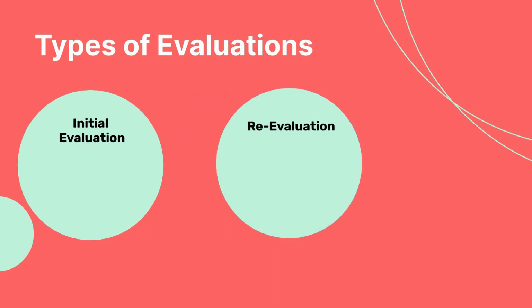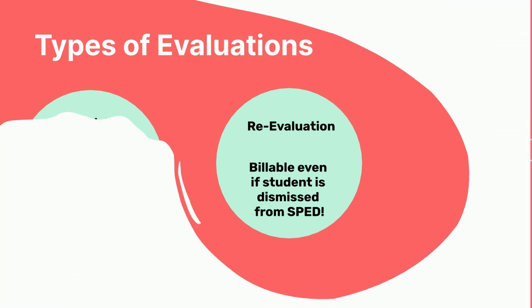Next, there is the re-evaluation, which is done to determine if the student is to remain in special education or if any changes need to be made to the student's current IEP goals or objectives. Even if the student is dismissed from special education, the service is still billable for SHARS since the student was already enrolled in special education and receiving services.